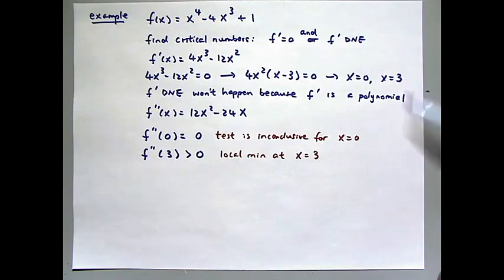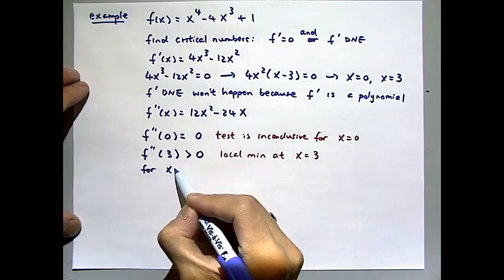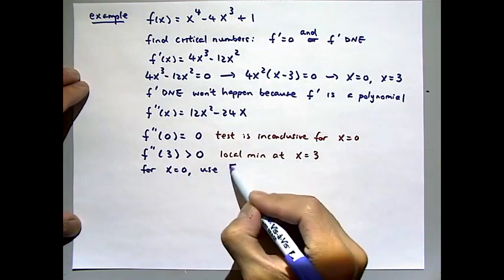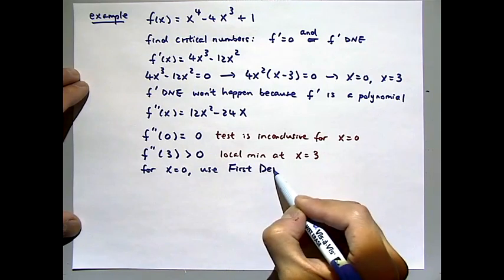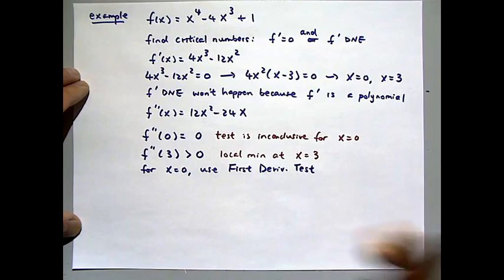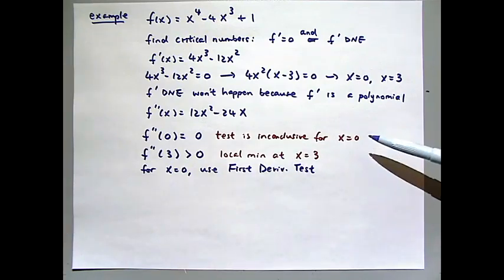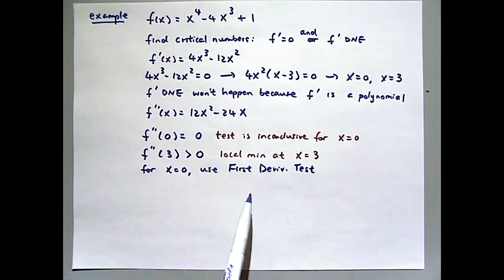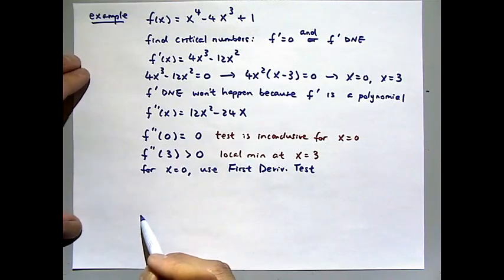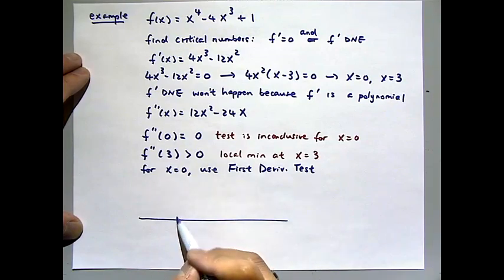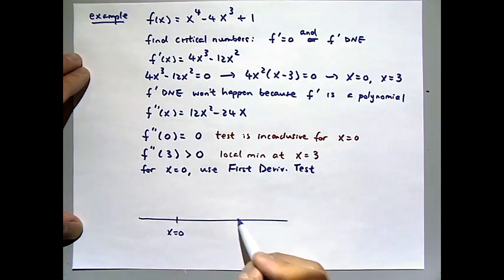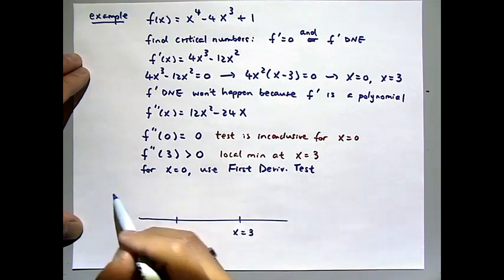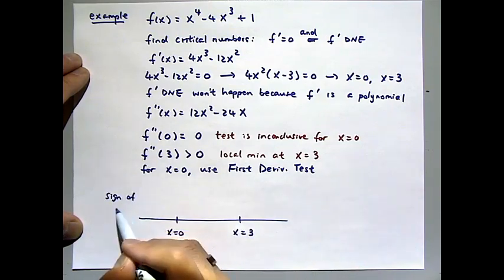Okay, so we know what's going on here, and we've got to go back to 0. For x is equal to 0, let's use the first derivative test. And we're only doing that because we couldn't find a conclusive answer for that. If both of these turn out to be something that we could draw a conclusion on, then we're done. The only reason we're doing this is as a backup. Okay, remember what we did. First we put the line and we put down the critical numbers. And then above the line we check the sign of f prime, right?